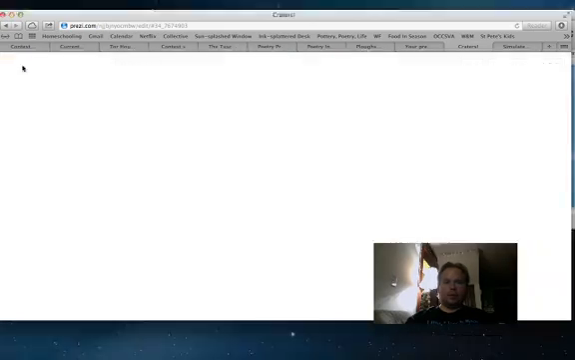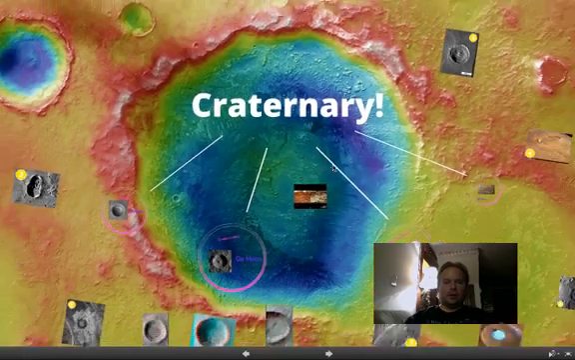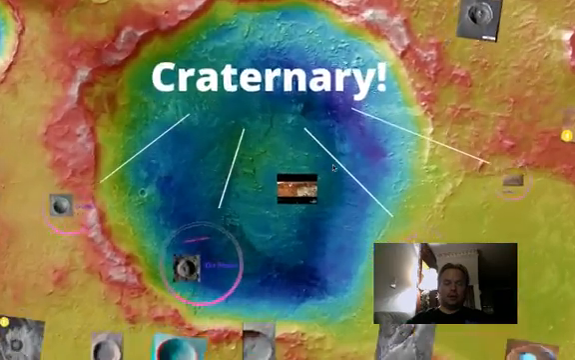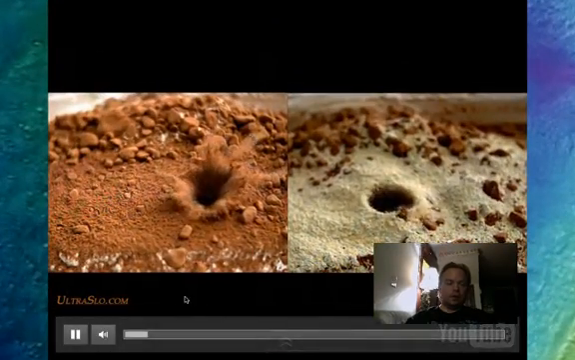Hey, welcome back. We're going to talk about craters today, something I might call craternary. We're just going to look at a bunch of pictures. Talk first about the different types of craters, and then look at examples. But to start off, just to give us an idea of what's going on with craters again.